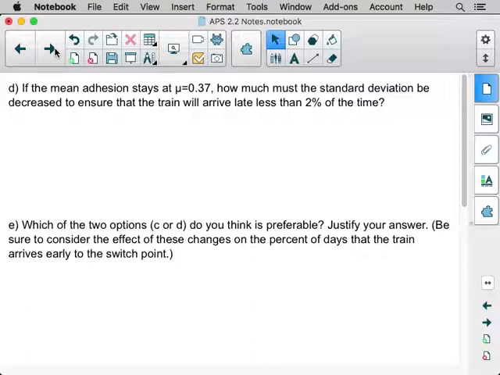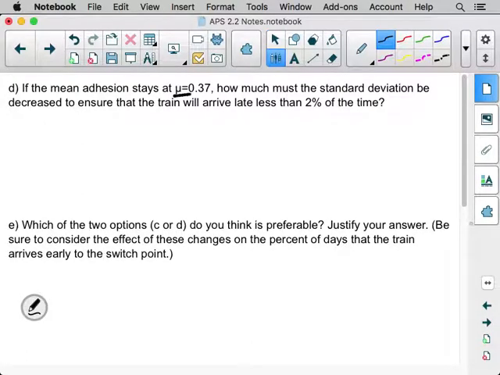Now, part C, we're switching it up. Now they're saying, what if we leave the mean at that 0.37, right? Let's leave the mean alone. What if we can find a way to decrease that standard deviation? How much would we have to change that to get the same result? Being late less than 2% of the time, okay?